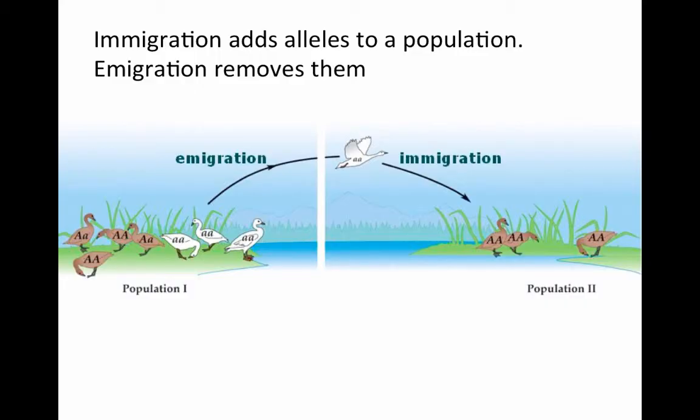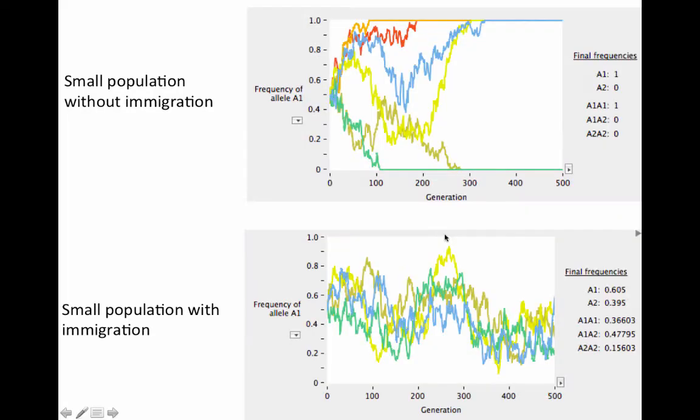Okay, immigration and emigration is pretty simple. Immigration is when things come in to a population. Emigration is when things leave. So, in immigration, you're adding alleles to a population, and in emigration, whenever somebody leaves, they take their alleles with them. So here we have a goose, I guess, or a swan or something, taking his little a's away from this population, giving them to this population. Of course, that's going to change things.